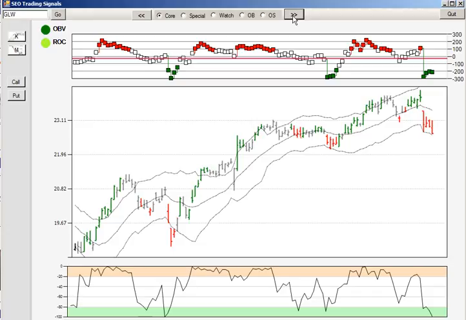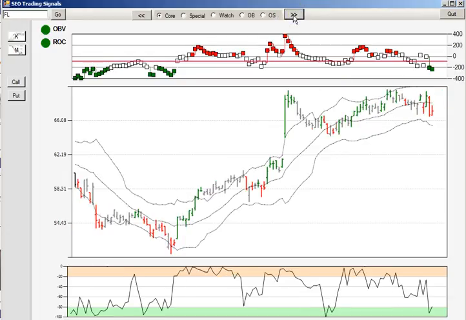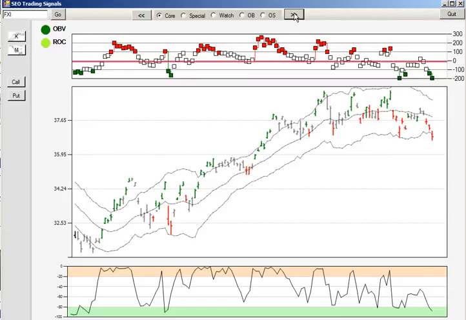Okay, this is GLW. At the bottom of the Keltner channel, Williams still heading down, has not yet executed. This is FL, Foot Locker. Same situation. And this is FXI, the Chinese ETF. And this is where we see the first change in the traffic lights.